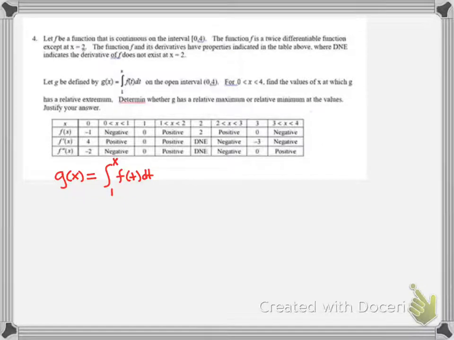In this question, you've been given a table of values that gives you information about f, f prime, and f double prime, and you've been asked to determine when g has a relative maximum or minimum, and g is defined as you see here.